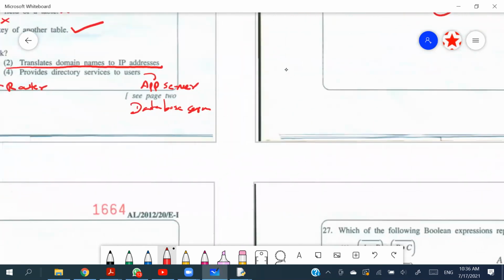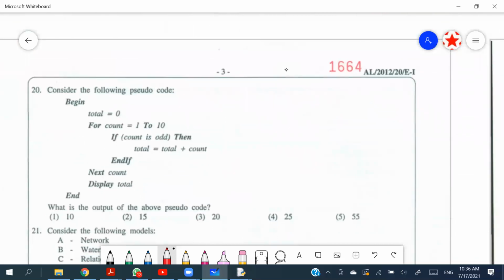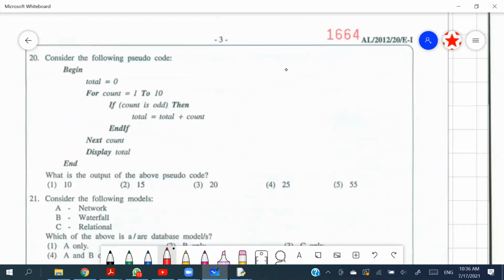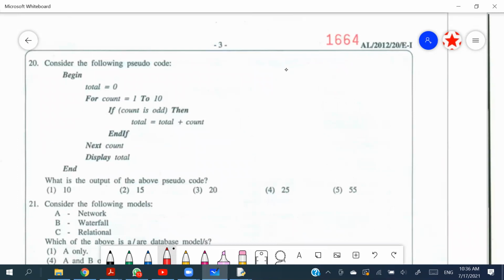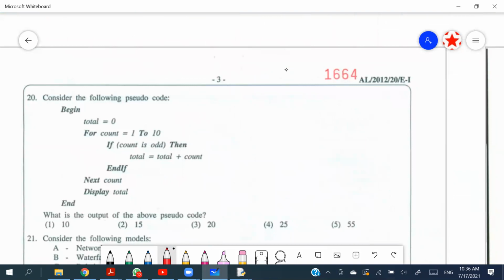Right. So the next part is the 20th. Consider the following pseudocode. Right? What is the output of the above pseudocode? So it is a pseudocode, Lamai, not Python code. They're asking for the output, so we have to hand trace it, right? So they have total, right? It is starting from 0. Then it says for count 1 to 10.